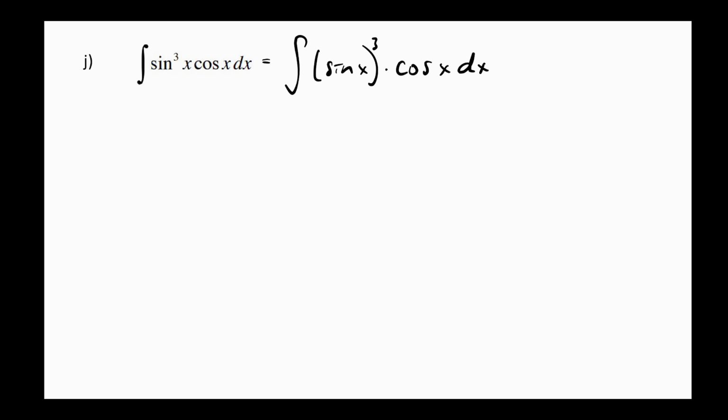Here's the question now. What's my u? It's sine cubed times cosine, so I can't use the power rule, right? What's my u going to be? Again, I have 2 options. What are my 2 options that my u could be?